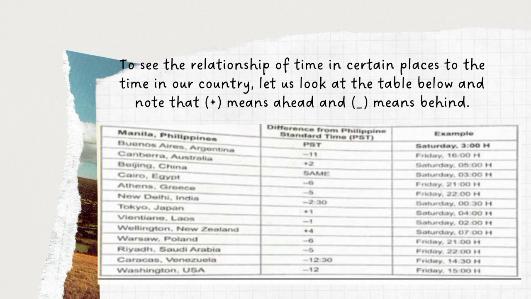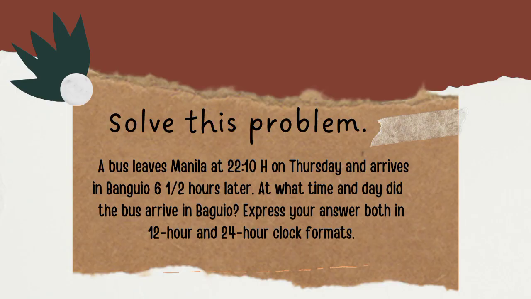Then, Caracas, Venezuela is behind by half a day. Then, Washington, USA is behind by half a day also. So, we see the difference in the standard time of other countries compared to the Philippines. So, let's apply time measurement to solve a problem.